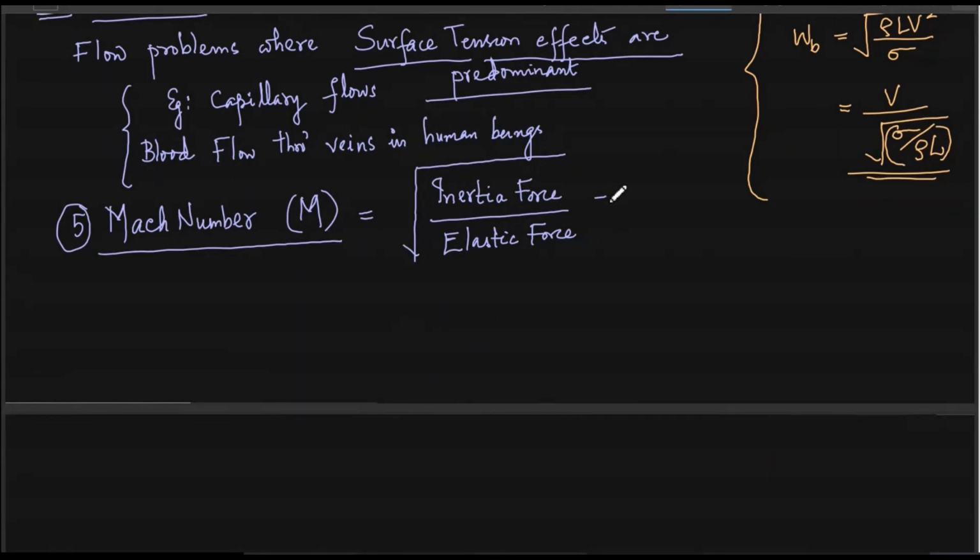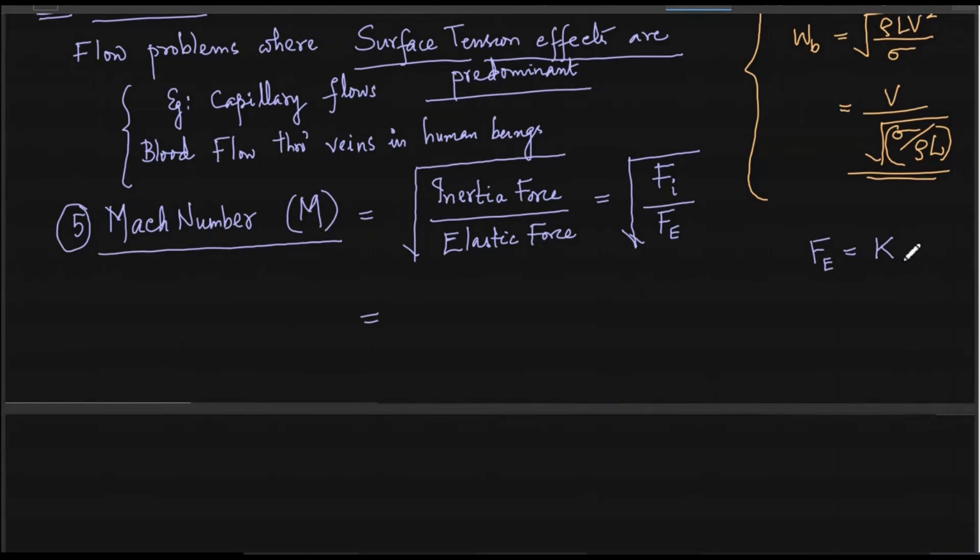So what is inertia force? Fi divided by elastic force. I'll write Fe for the time being, F suffix E, then square root of that. And this elastic force Fe is of the order of bulk modulus, so it is of the order of bulk modulus into area. Bulk modulus is usually represented by K.